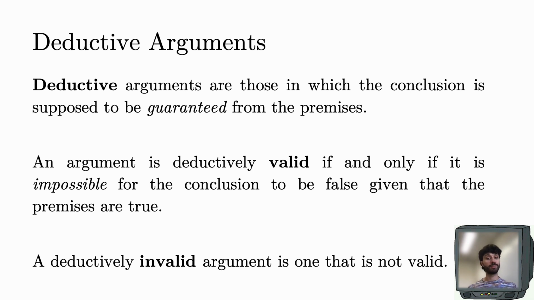So not being valid means that it is possible for the conclusion to be false given that the premises are true. So note that here we have this guaranteed is very strong. It means if the conclusion is guaranteed, it means that it cannot be false if we assume that the premises are true. Okay, again, this might be a little bit of a mouthful, so let's look at some arguments and think about whether they're valid or invalid.